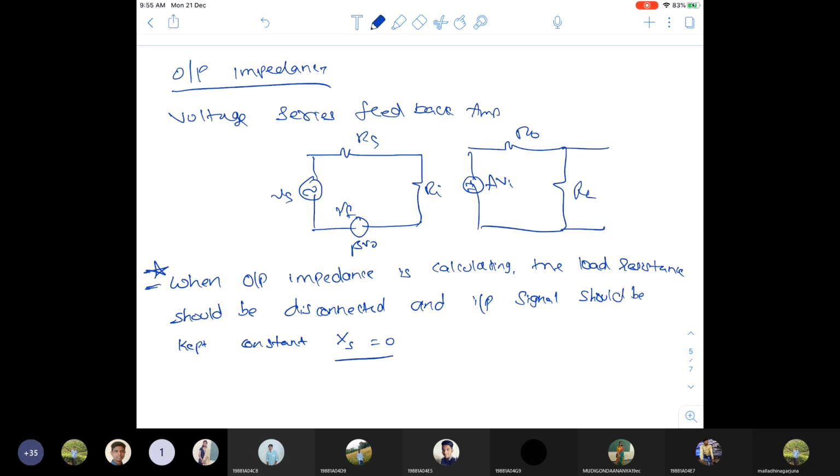When you are calculating output impedance, the load resistance should be removed from the circuit. Next, the input signal should be kept constant. What is the input signal? Excess, the voltage or current, whichever it is, you have to keep it as zero. Now, when the load is removed, the voltage is V and the current is I, let us say.